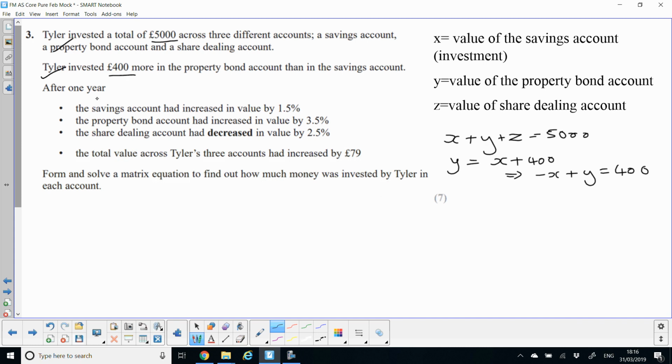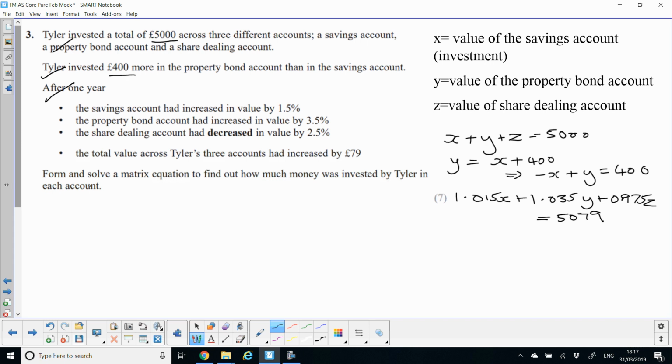Now we've got, after 1 year, some information that has changed. So the savings account has increased in value by 1.5%. So we're going to use our knowledge of percentages and decimals. We want to increase the property bond by 3.5%, but we want to decrease the share dealing by 2.5%, and that's now equal to 5,079 because he's got £79 extra.